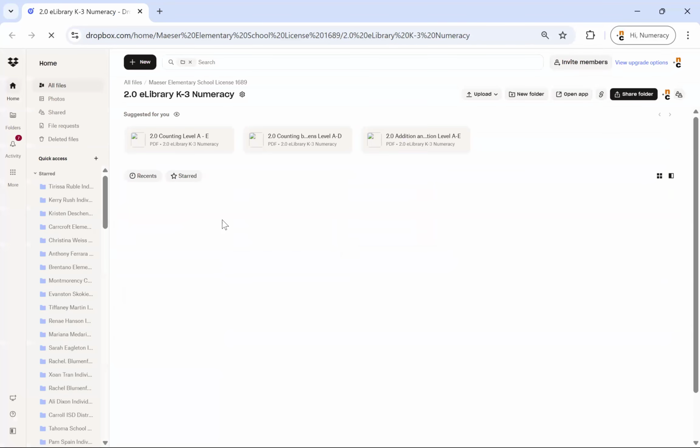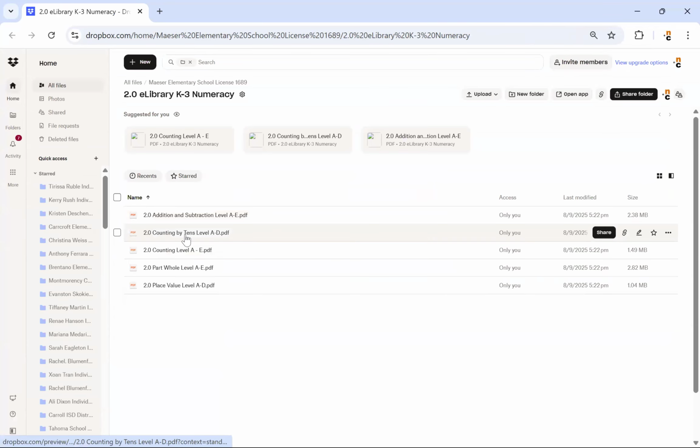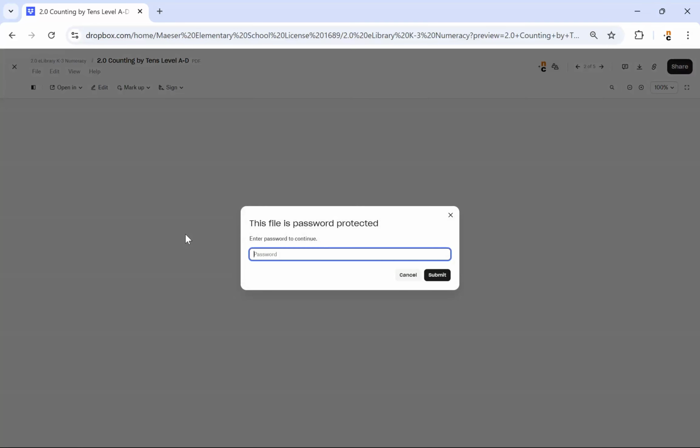So this is probably the easiest and best way to progress monitor. You have your eLibrary 2.0, which we've talked about extensively, how of all the resources, it's the most in-depth and the best one that we have.